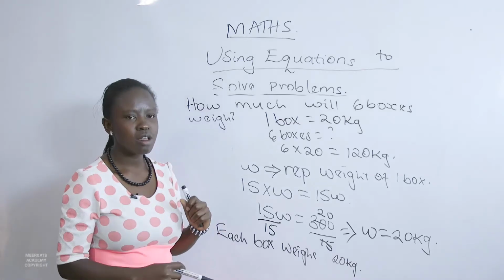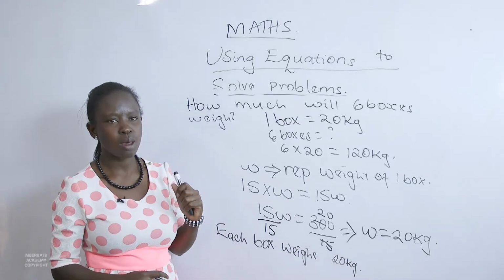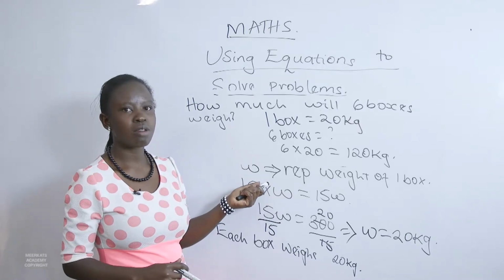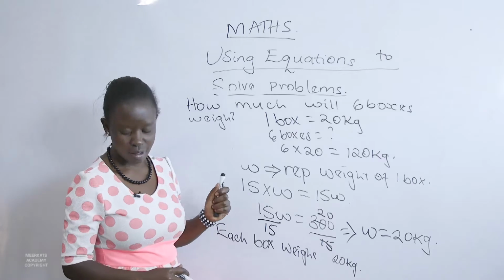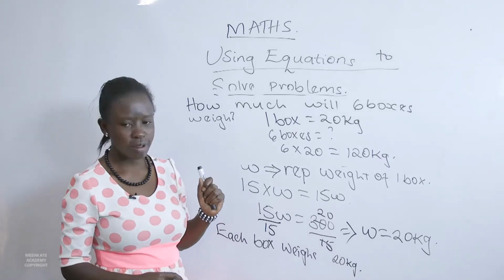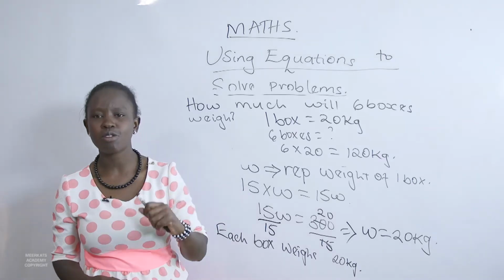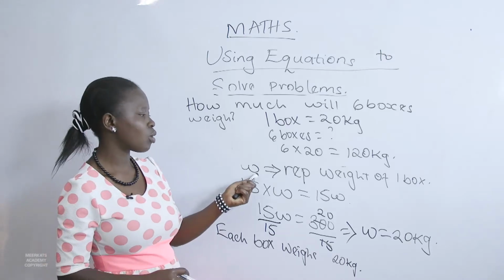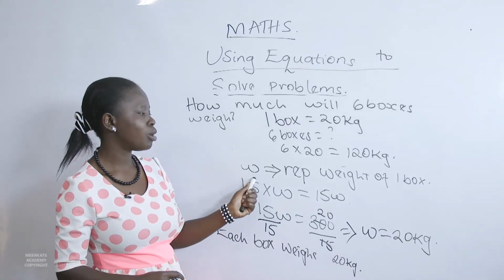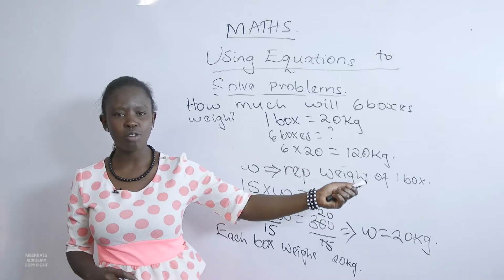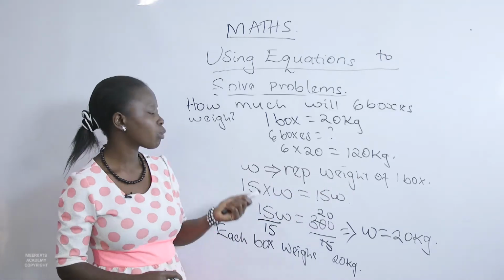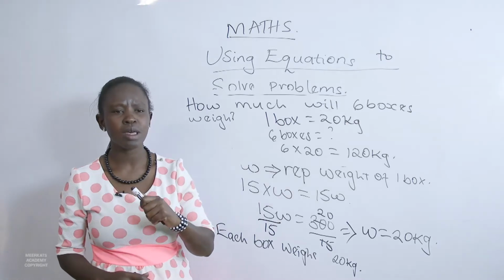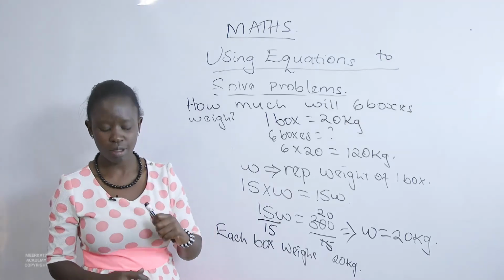This is a situation whereby I've let my W represent the weight of one box. Supposing we've been given a situation whereby W is representing a different thing. For instance, maybe W is now representing the 15 boxes and not one box. Here, W is representing the weight of one box. I want us to look at a situation whereby our W is representing 15 boxes.